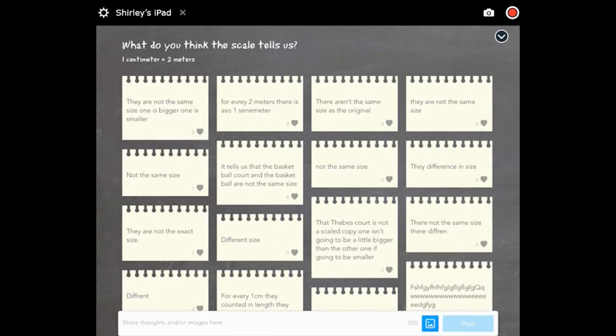What would your scale factor be taking 1 centimeter to 2 meters? That's the idea of multiplying.